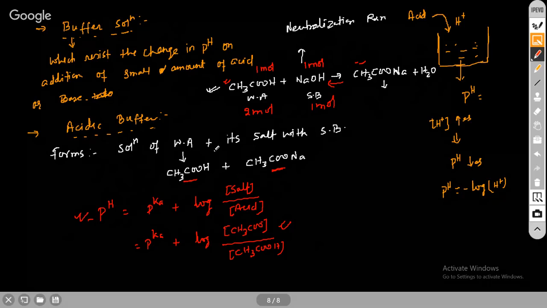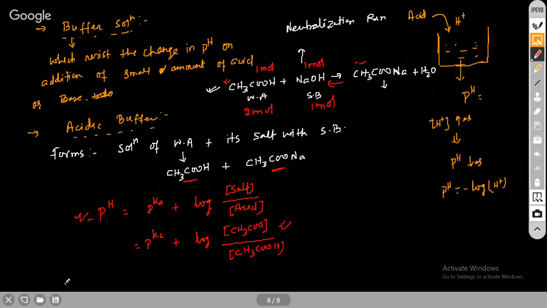Anyways, this is one type of buffer solution we have, acidic buffer, which forms by the solution of a weak acid and its salt with a strong base. This is the formula we have, right? And the concentrations are the concentration of salt and concentration of acid at equilibrium.